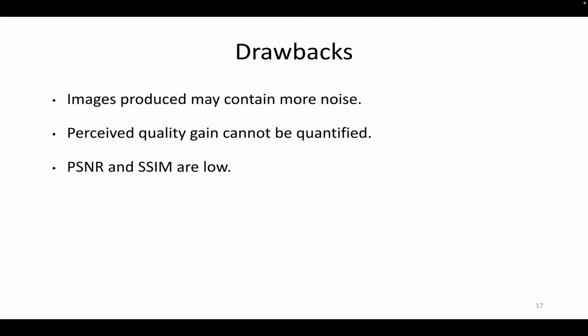Some of the drawbacks associated with CoolGAN are that while images contain greater details, they are also prone to containing more noise. Additionally, CoolGAN's results can only be demonstrated in terms of perceived visual quality and cannot be quantified. We hope to improve upon these in future work.